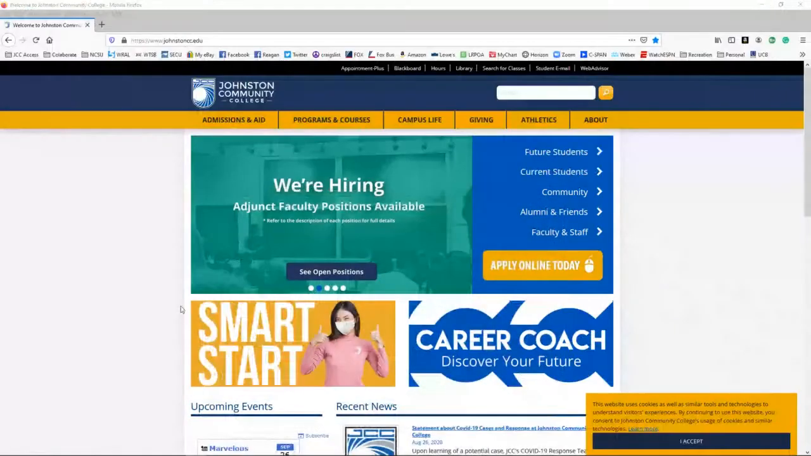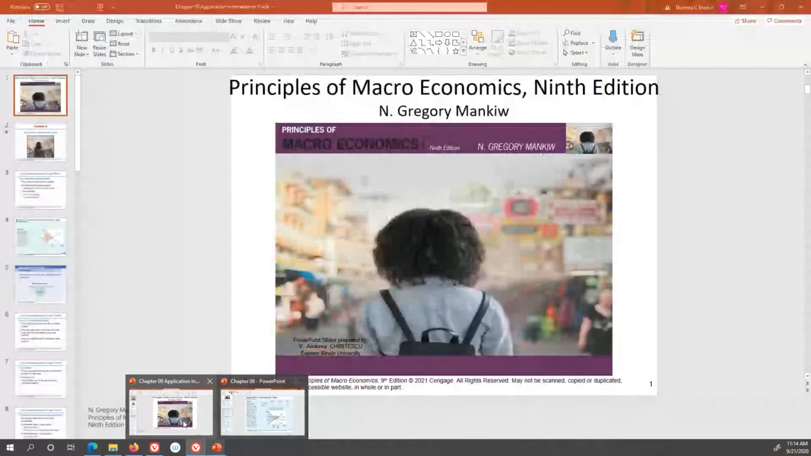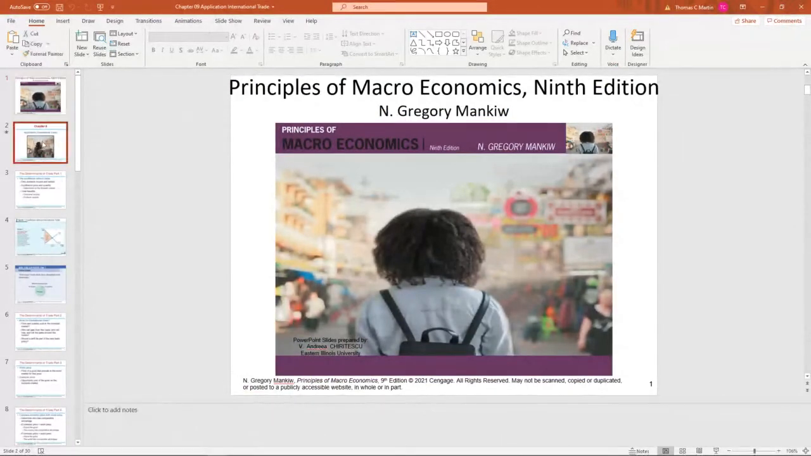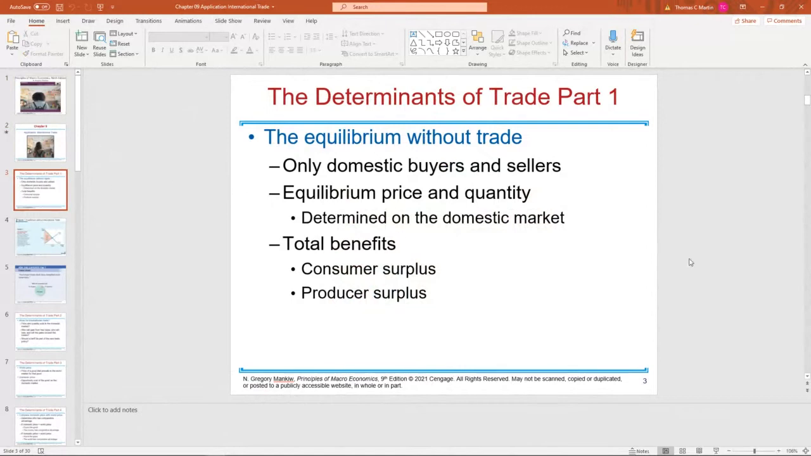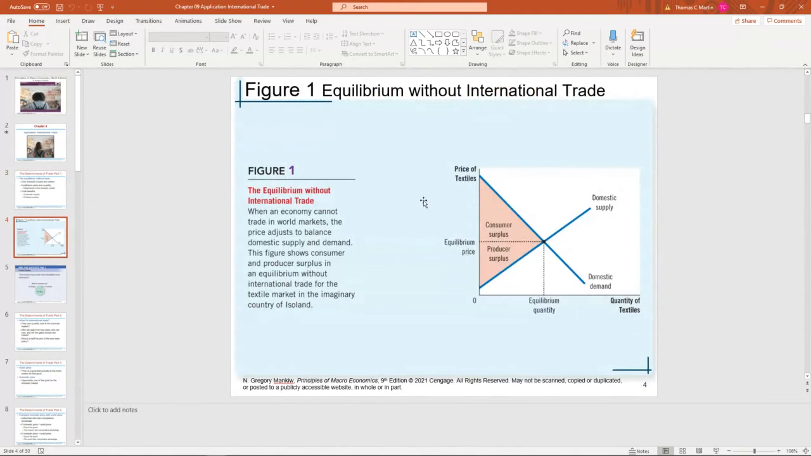Okay, let's go away from this one. This is chapter 9 as well. The first graph we looked at, we had equilibrium without trade. So quantity supply equal to quantity demand. The consumer gets what they want at a given price, and the seller can sell what they want at a given price in the marketplace. We have both consumer and producer surplus. This is the exact same graph we saw in the other example.